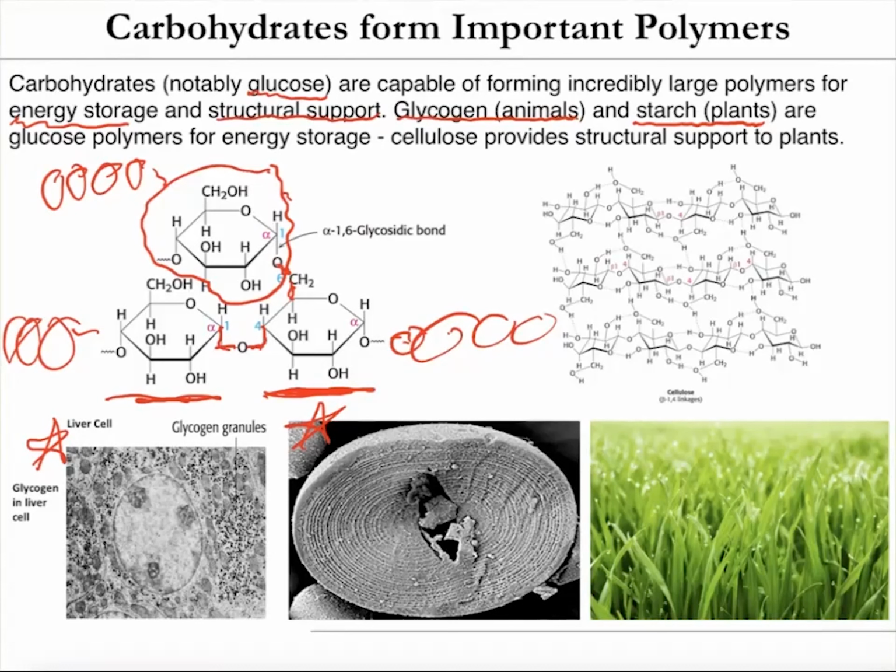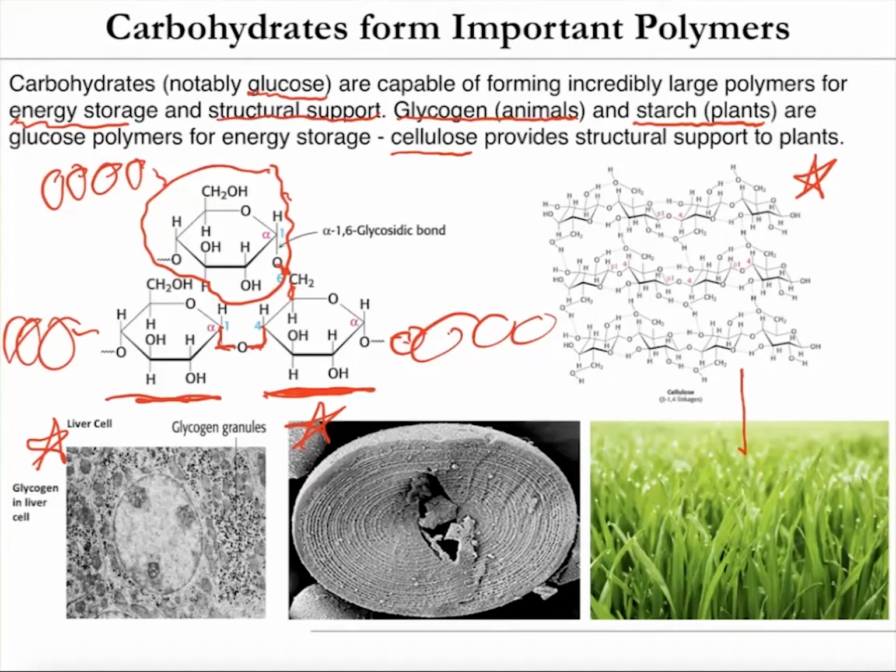And the last one I want to mention that's really important, a glucose polymer, is cellulose. So cellulose is shown right here. Cellulose is not an energy storage molecule. It's actually a structural molecule. And there's a tiny chemical difference between the glucose in cellulose and in starch and glycogen that makes starch and glycogen able to be digested by humans, but cellulose is not.